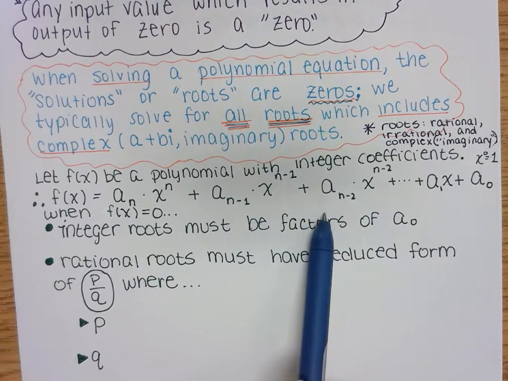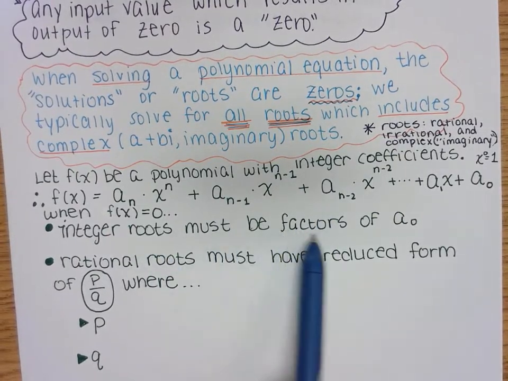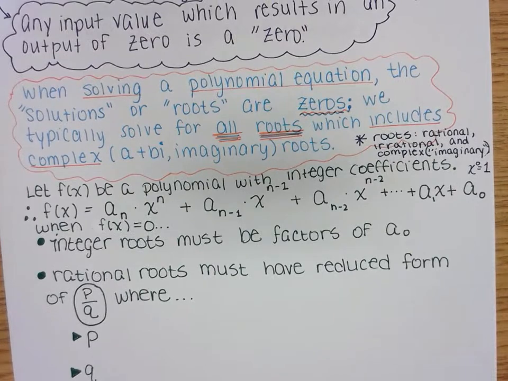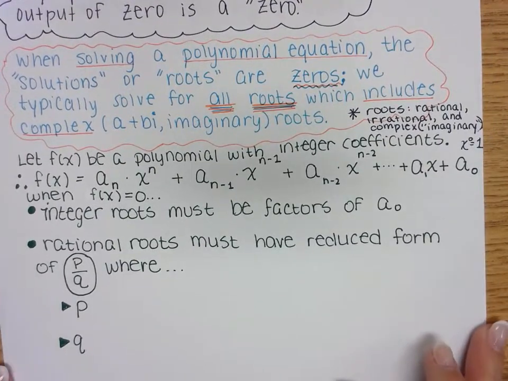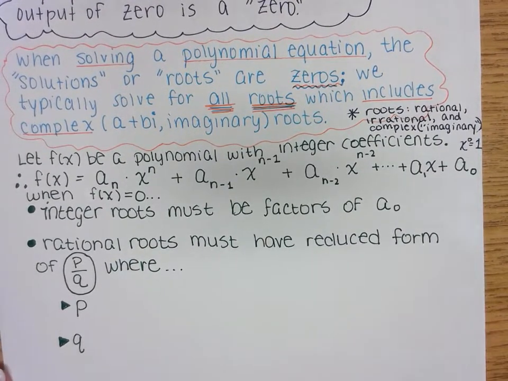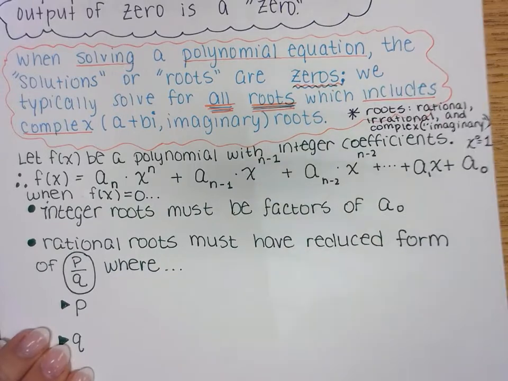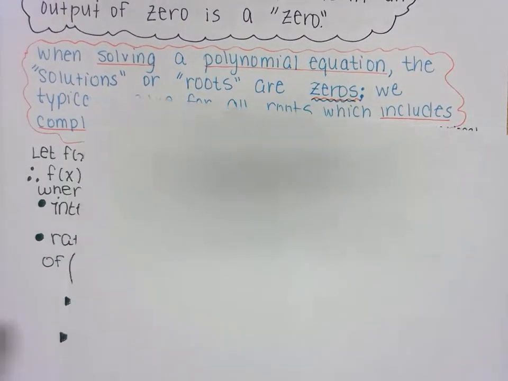but let's rewind for a second. Integer roots must be factors of a sub 0. Now let's think about this. When we were in earlier sections in this chapter, we wrote polynomials from the zeros or from the graph. If you already knew the solution, if you already knew the x-intercepts, and we were saying that those were our only solutions, well, what do we do?